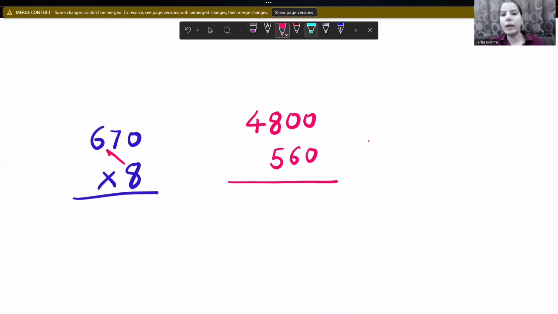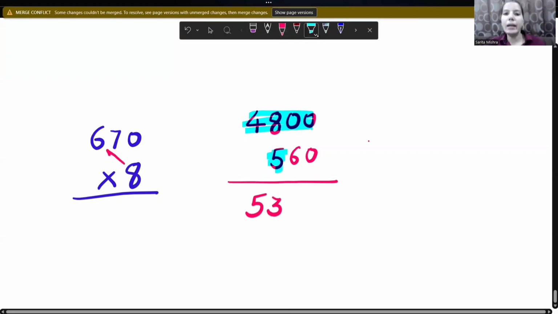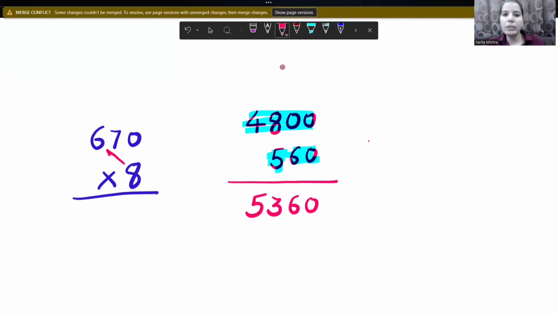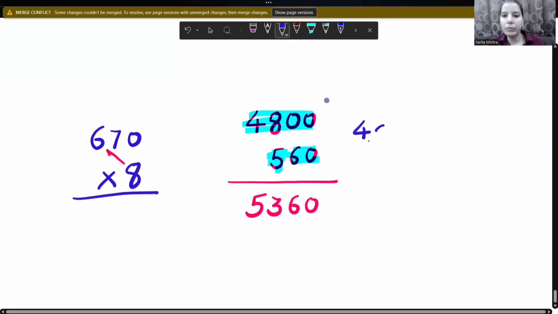Now I just need to add 4,800 with 500 first. So that gives me 5,300, and then I will just add 60. So that will be 5,360. Many a time students find it difficult to add 4,800 with 500.